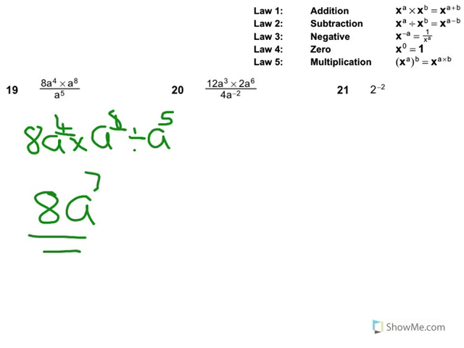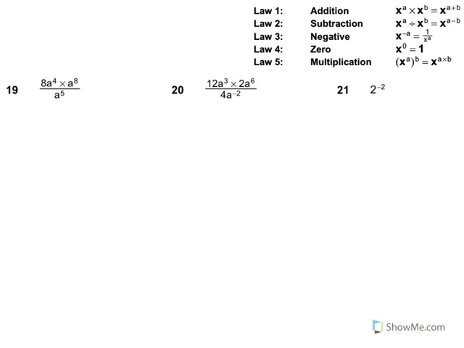In question 20, we get a slight problem. The problem is we have a coefficient on the bottom. We've got this 4 at the bottom. You need to treat this as two separate questions. Do the numbers, the coefficients. So you get 12 times 2, and we're going to then divide that by 4. 12 times 2 is 24. 24 divided by 4 is 6. So our coefficient on our final answer is going to be 6.